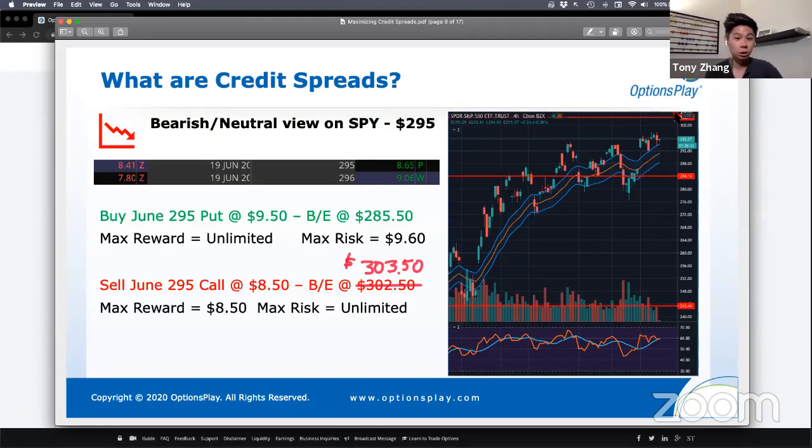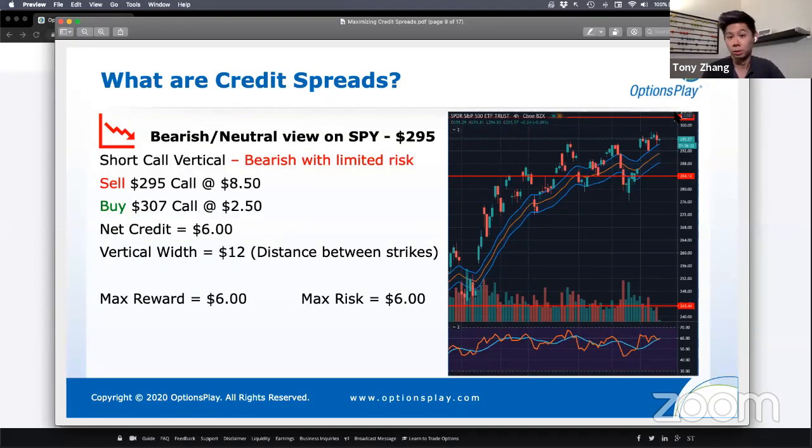So just like the previous example with Johnson & Johnson, selling a call option has unlimited risk. We don't want to take on that type of risk. So what can we do? Well, we can still sell the 295 call for $8.50. But against that, we're buying a 307 call and paying $2.50 for it. We're buying a higher call option to offset any potential losses above 307.